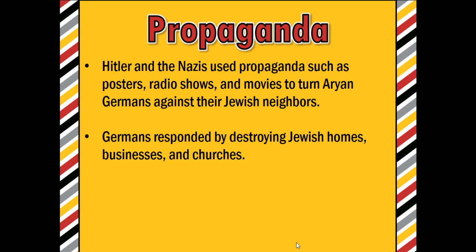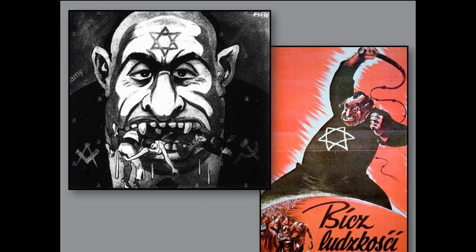Hitler and the Nazis used propaganda, such as posters, radio shows, and movies, to turn Aryan Germans against their Jewish neighbors. Germans responded by destroying Jewish homes, businesses, and churches. And these are some propaganda posters that were created.